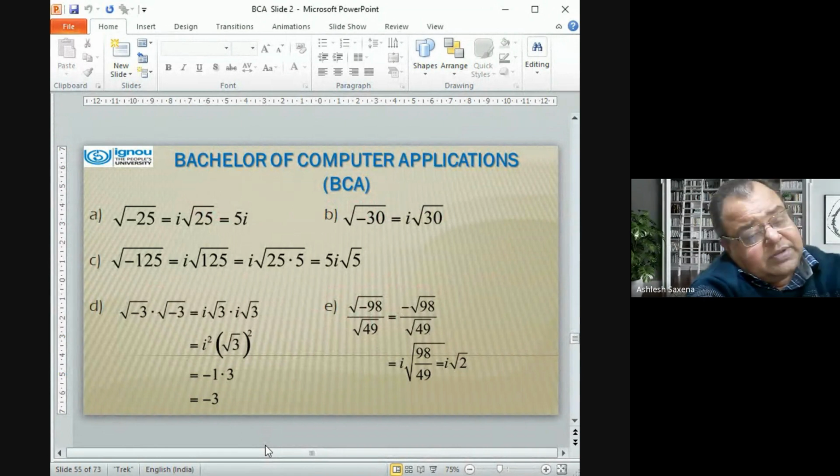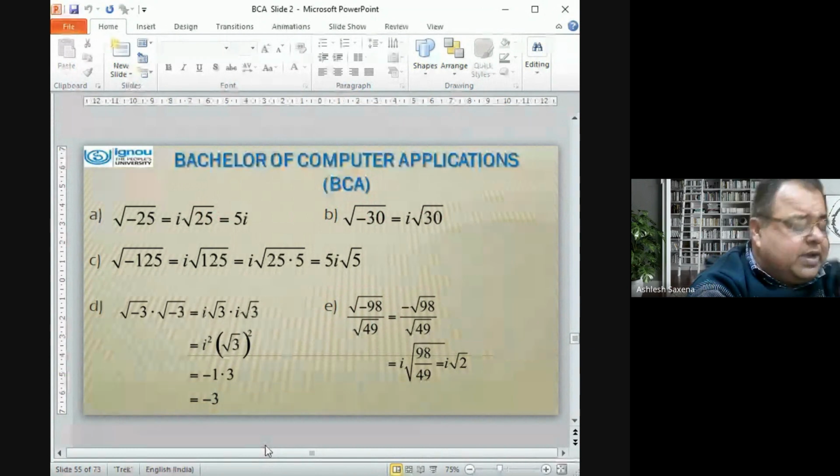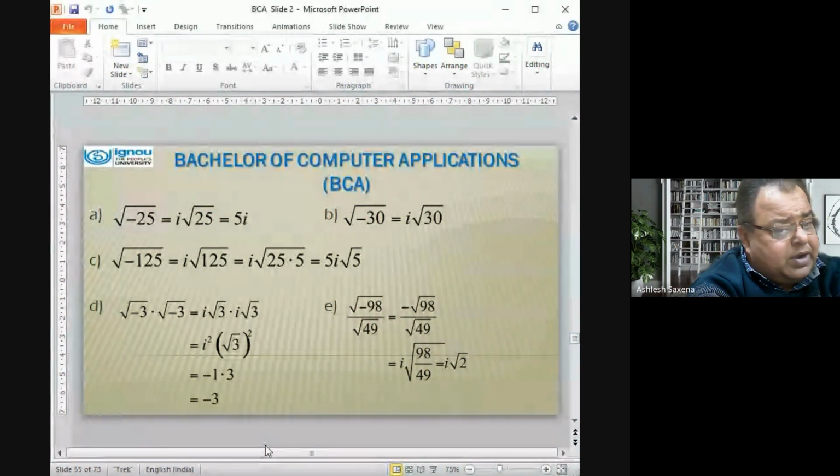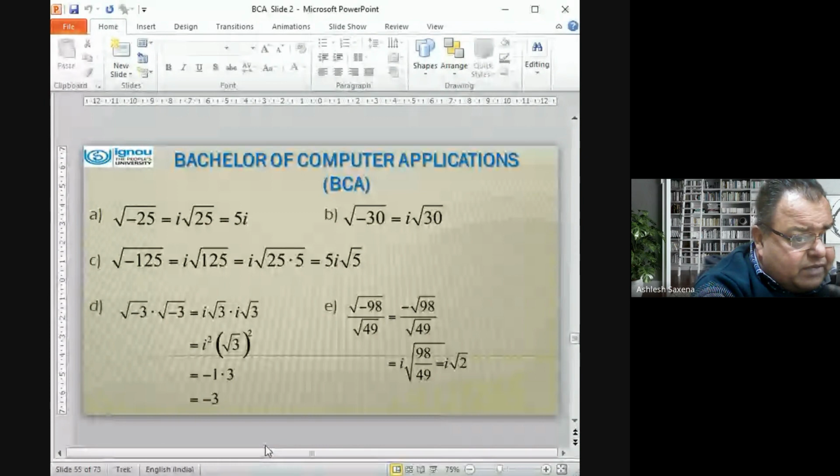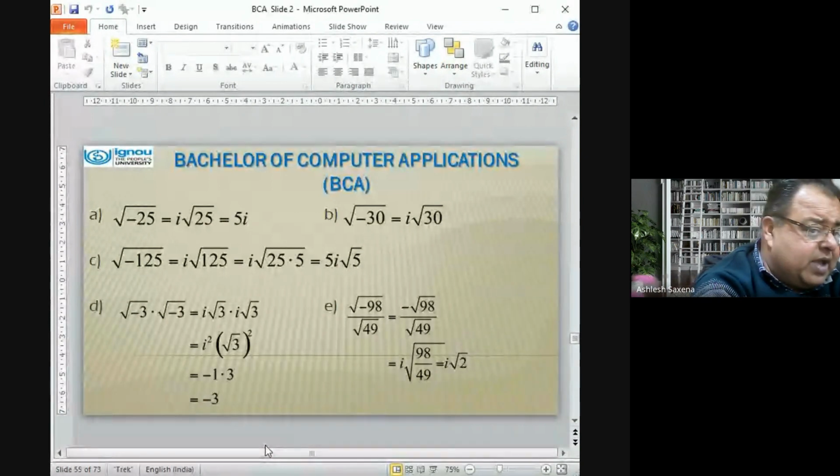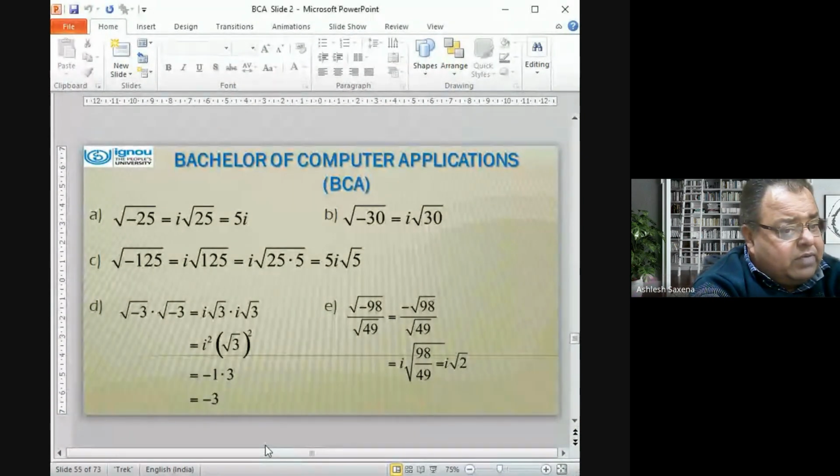Secondly, under root minus 30. Straight away, take iota out and the remaining number stays under the root. Minus 125 is there; for the minus 1, you have to take iota out. Under root of 125 is 25 into 5. Under root of 25 is 5, and under root 5 will be left. That will be 5i under root 5.